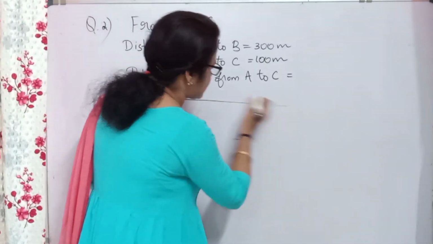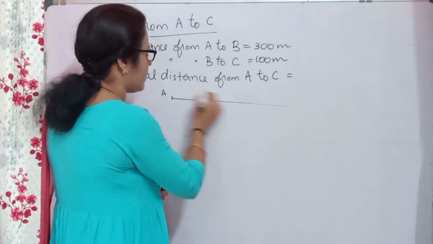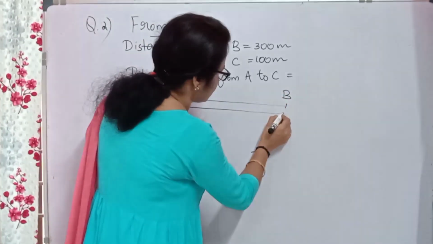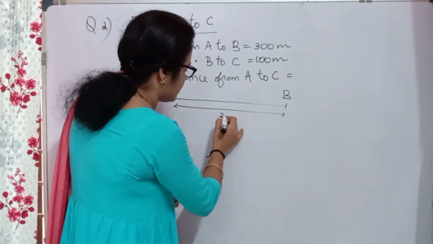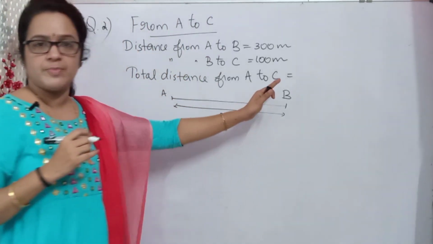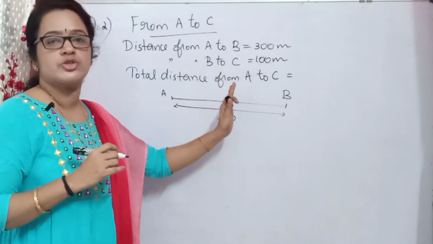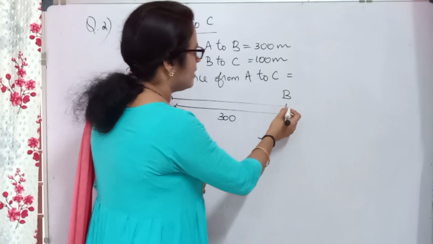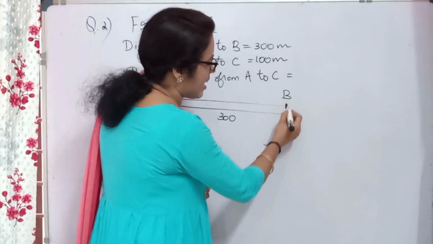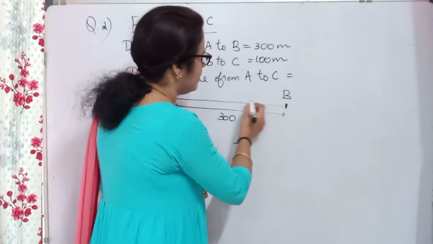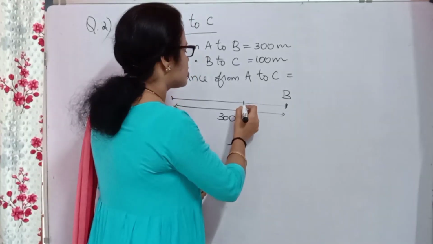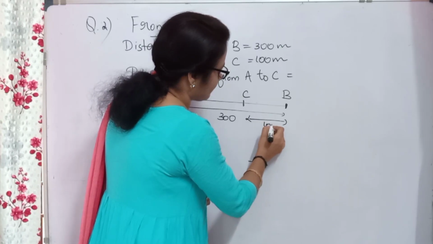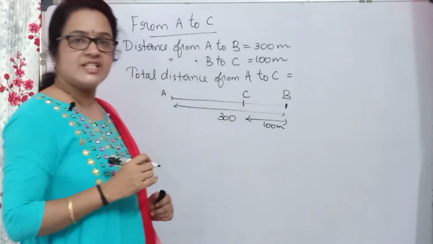Here we have a straight line and this is A and this is B. That we have already told. So this is 300 meters. After reaching B, Joseph is jogging back to C, which is at a distance of 100 meters from B. So after reaching B, he is moving back again 100 meters. Suppose this is 100 meters, so this is C. Clear?